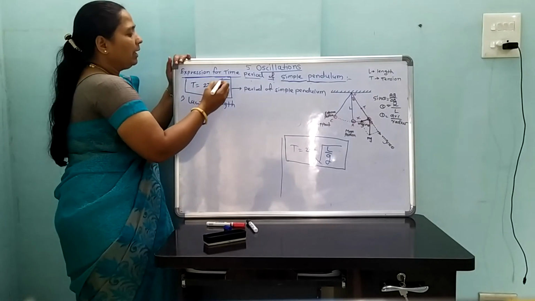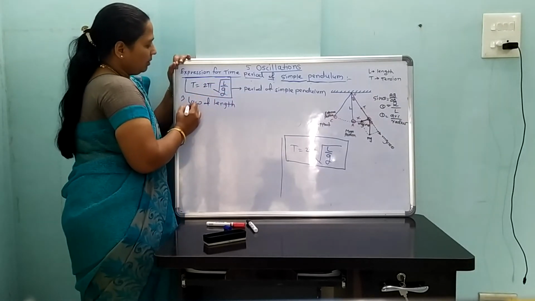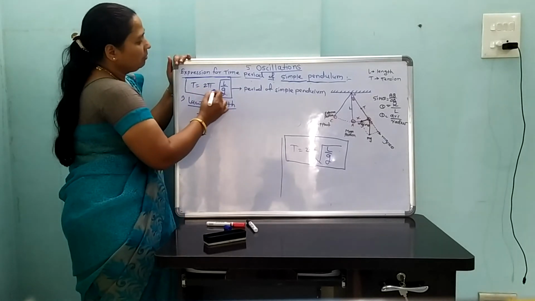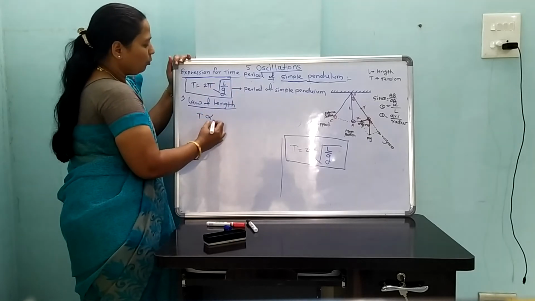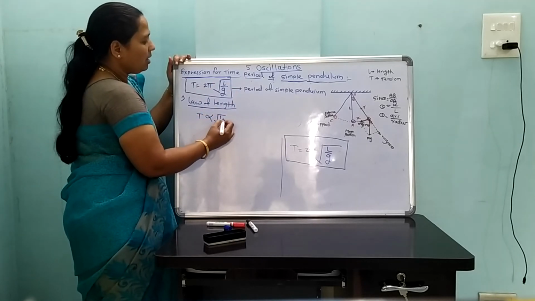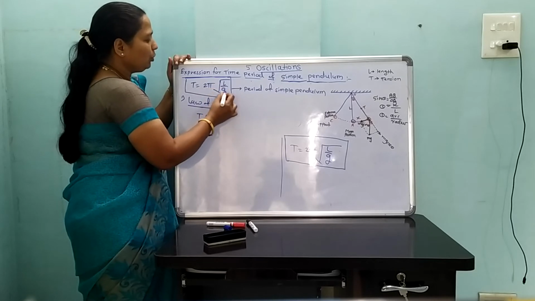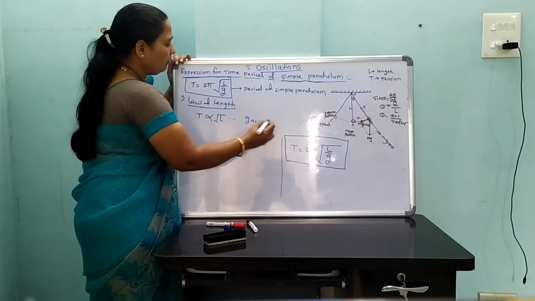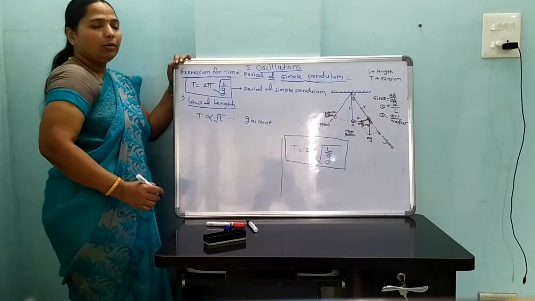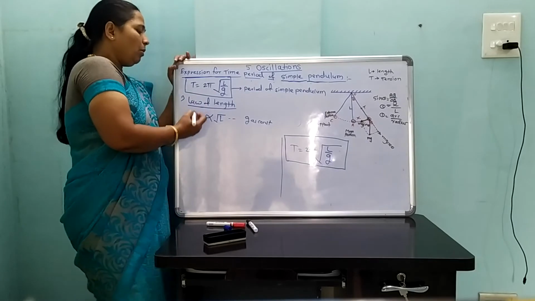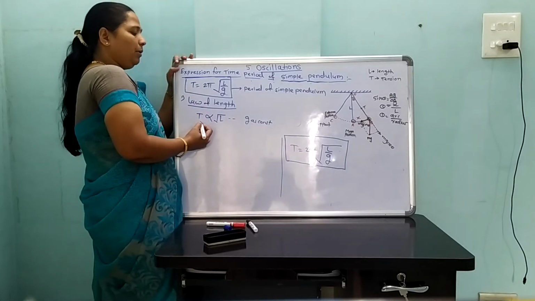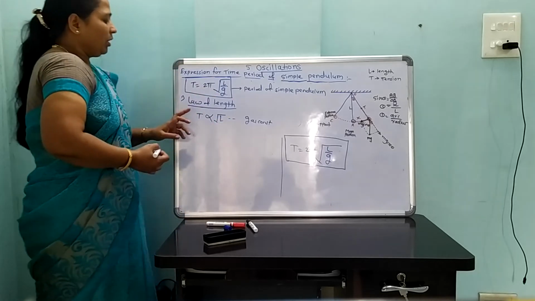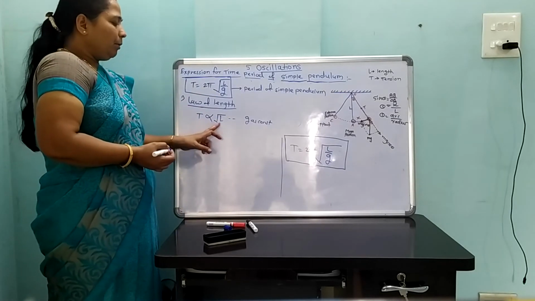And that formula explains the law of length. The period of a simple pendulum is directly proportional to the square root of L. 2 pi is constant, acceleration due to gravity g is constant. Therefore, T is directly proportional to root L. Hence, the law of length: the period of a simple pendulum is directly proportional to the length of the pendulum. T is directly proportional to L.